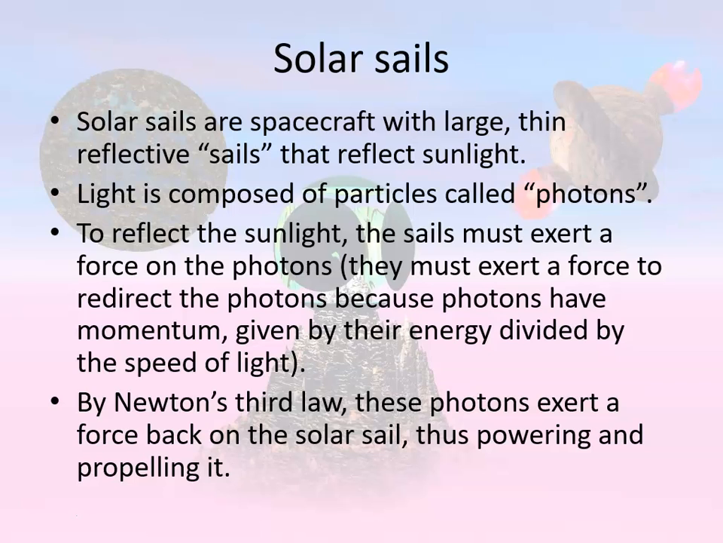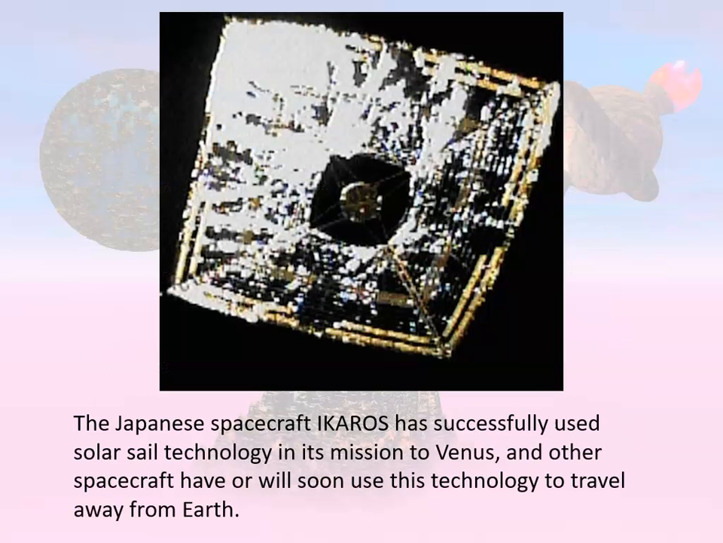Now, solar sails are these large, thin, reflective sails that reflect sunlight. The idea is that in order to reflect sunlight, you have to exert a force on the photons, the particles of light. And since the solar sail exerts a force on the photons, the photons are exerting a force on the solar sail, Newton's third law. What's the result? The solar sail accelerates, and it accelerates in the direction opposite to the direction that the sunlight is coming from.